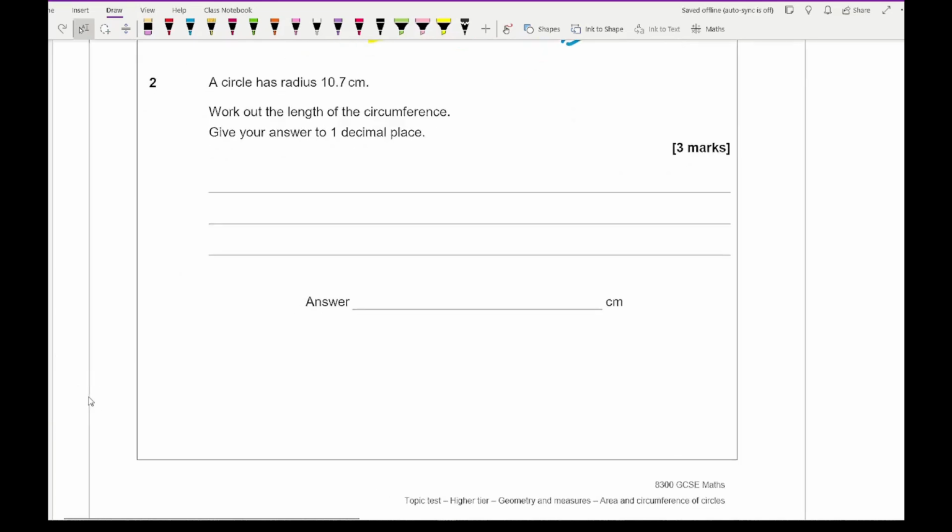It says a circle has a radius of 10.7. Work out the length of the circumference, give your answer to 1 decimal place. So for this we know the radius, so using 2 pi r, it's going to be 2 times pi times 10.7. Alternatively, if I just write down the answer, I can just type that into my calculator.